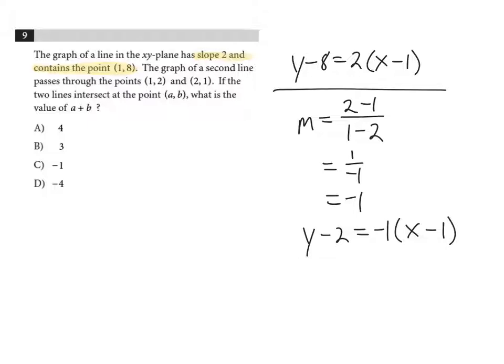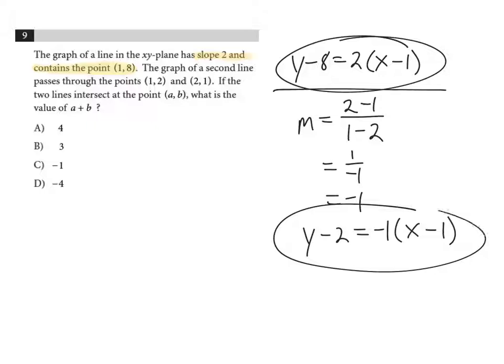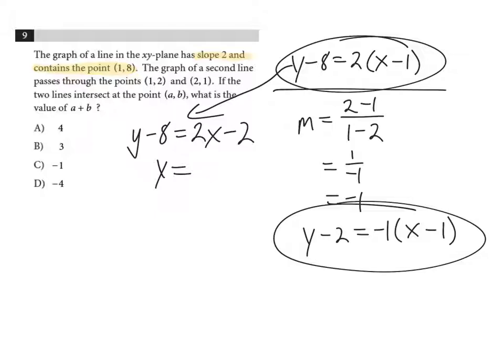Okay, so now I've got the equations for both of the lines, and now I just need to find where they intersect. I'm going to put them both into y-intercept form, or just isolate the y value. Start with this one. Actually, before I subtract 8 from both sides, I'm going to distribute, getting 2x minus 2. And then subtract 8 from both sides. I'll get 2x minus 10.